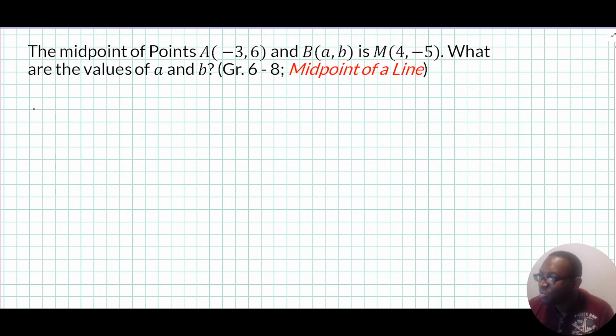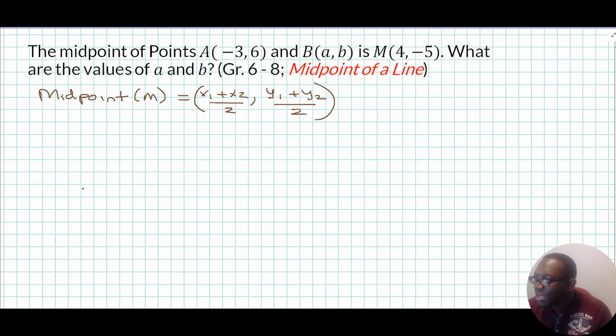So we have the midpoint. I like to always start with concept. The midpoint of 2 points, which is the point that is in the middle of 2 points, is going to be the average of those 2 points. So we're going to have x1 plus x2 over 2, and then y1 plus y2 over 2. So that's going to be our midpoint. So now let's make this x1. Let's make this y1. Let's make this x2, and then y2.